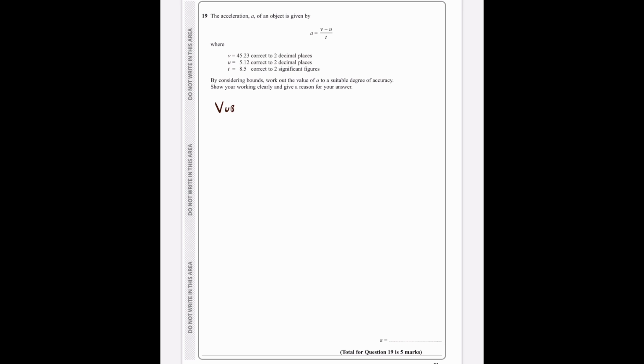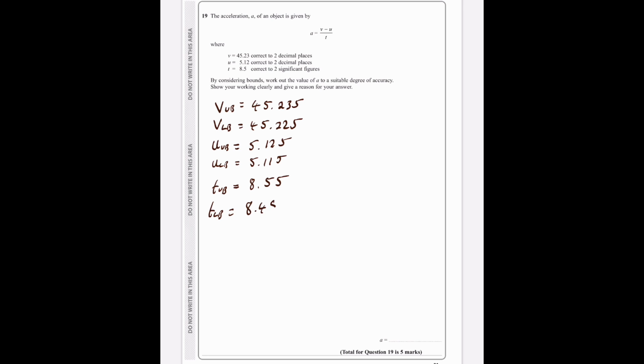Question 19, upper and lower bounds. Whenever I get an upper and lower bounds question, the first thing I'll do is list the upper bound and the lower bound of each one of the variables that they've given me to the required degree of accuracy. So we get the upper bound and the lower bound for v, the upper bound and the lower bound for u, and then the upper bound and the lower bound for t. That is always worth doing because you'll get marks for doing so.